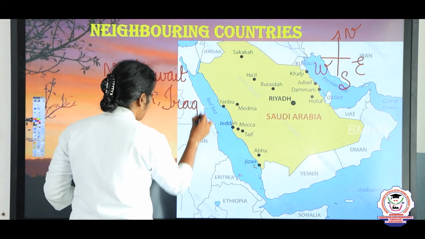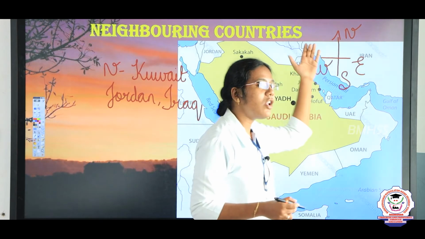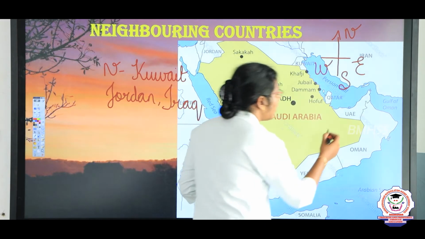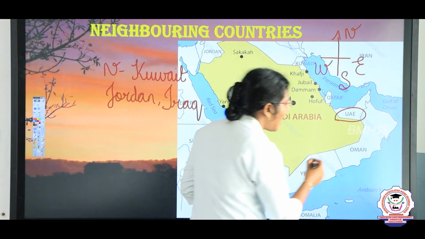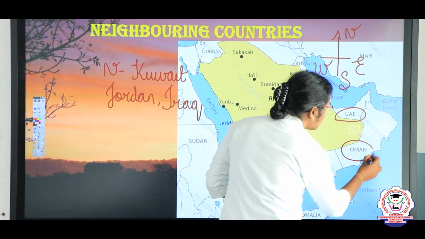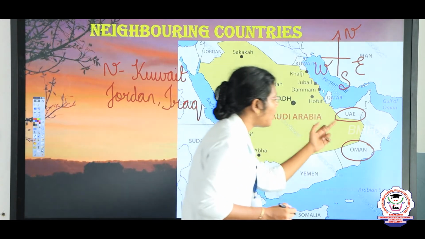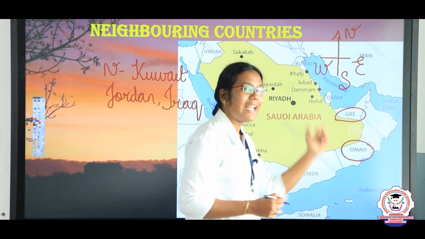So these are the neighboring countries of Saudi Arabia which lie in the north direction. Shall we move to the east side? Look at this. What is this? UAE, United Arab Emirates, and Oman. So these states lie in the east direction.